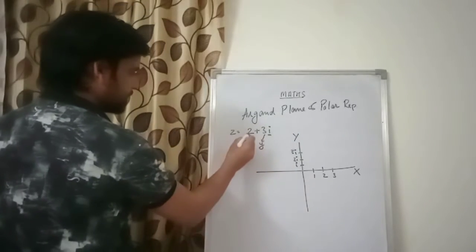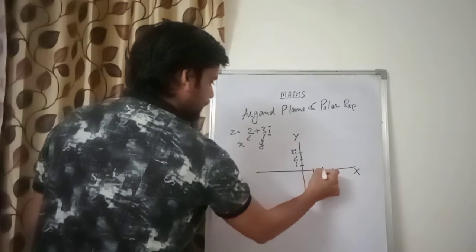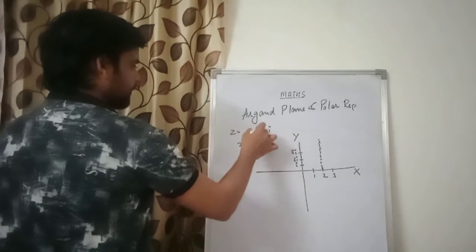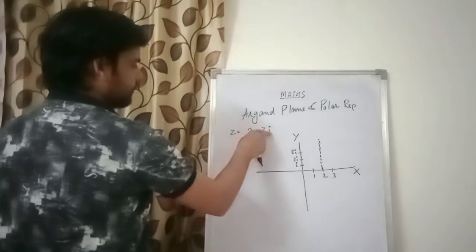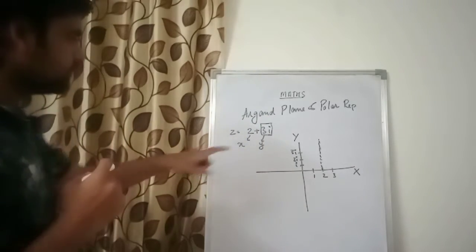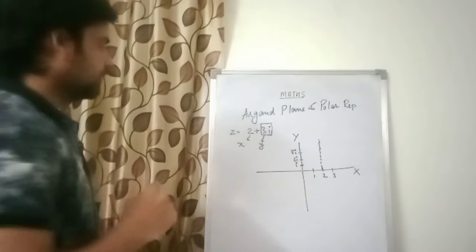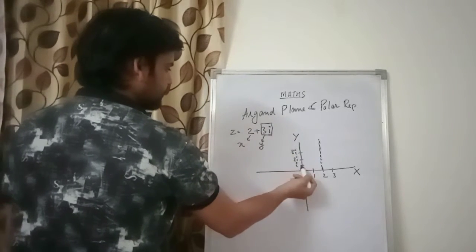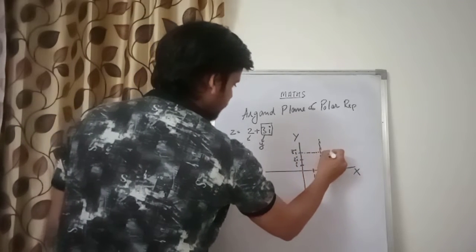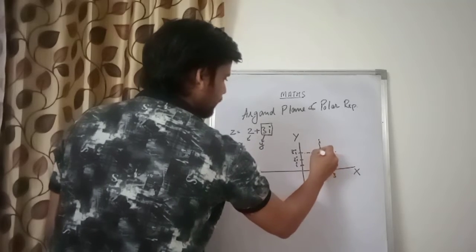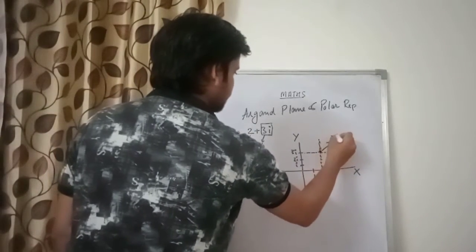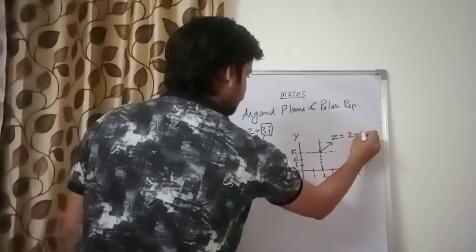Now what is x? 2. So I'll draw a line perpendicular to 2 like this. Okay. What is y here? Meaning what is the imaginary part? The numerical part of the imaginary here. So what is y here? You don't have to include i because i is already there. So here 3i is there, no? So this is i, this is 2i, this is 3i. So from here you will draw a horizontal line. You will see a point of intersection where these two lines are meeting. That point is actually your complex number z as 2 plus 3i.